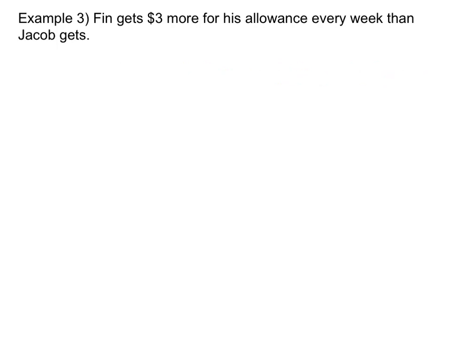The last example we're going to do says Finn gets $3 more for his allowance every week than Jacob. So Finn's allowance is dependent on Jacob's allowance. We can figure out how much money Finn makes based on knowing how much money Jacob gets. So we're going to go ahead and use x to define Jacob's allowance because that's independent, and then we'll use y to define Finn's allowance because that's dependent on how much money Jacob gets.